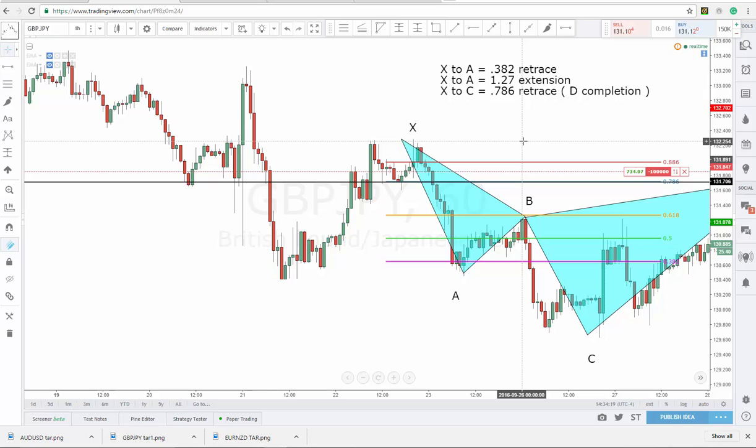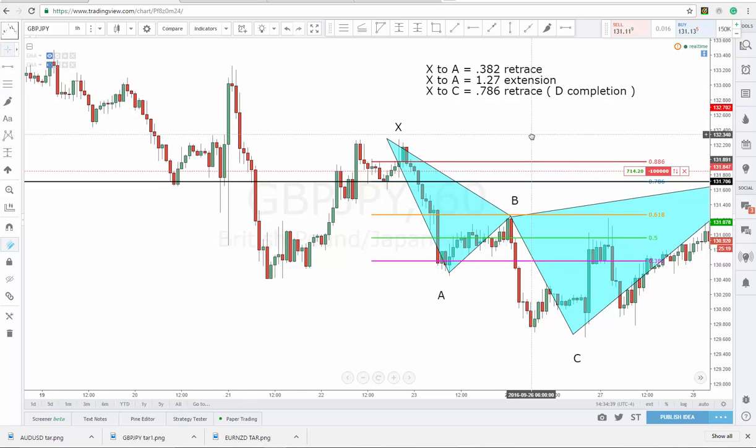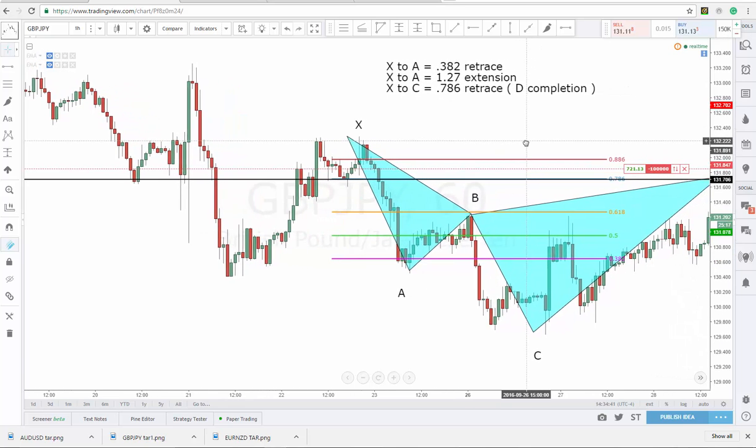You don't have to be around your computer if you're trading advanced patterns on higher time frames like the 1 hour and the 4 hour charts, because you already know where your D point completion will be. Now there are some people that trade advanced patterns as a potential reversal zone. I do not do that. Most of the time with my advanced patterns, I'm just trading them with a limit order. So our 786, this black horizontal line, is going to be our D point completion.